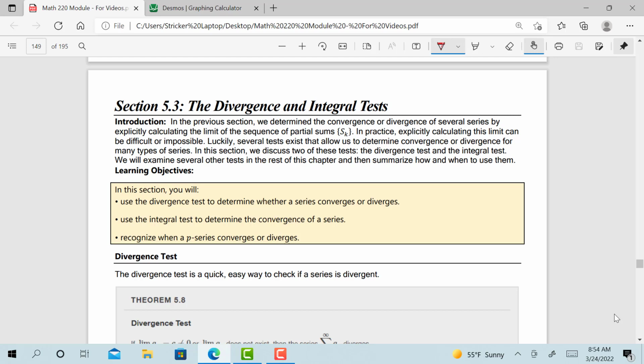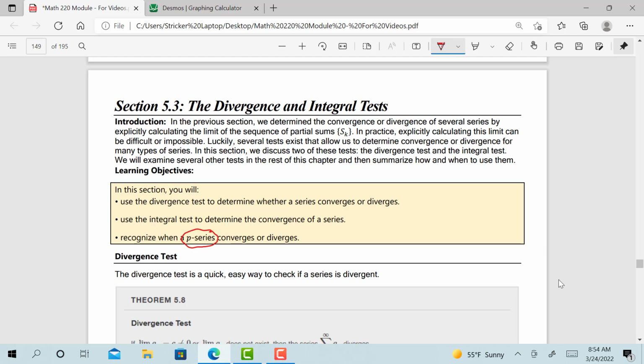And so now we're going to take a look at a few new tests. One of those tests, again, is the divergence test, and the other is the integral test. And then the last thing we're going to look at is another type of common series that we're going to see a lot, and that's the p-series. And it's really easy to tell if a p-series converges or diverges.